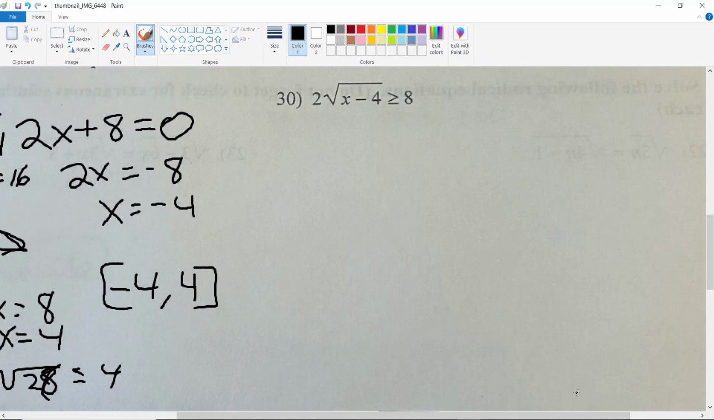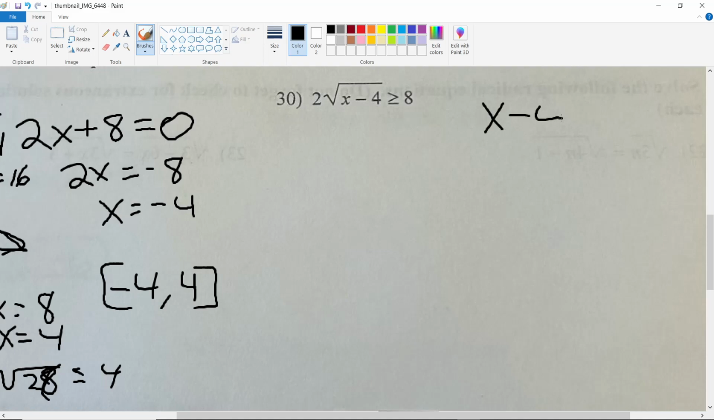If that number that made what's under the square root 0 is included, make sure you've got a closed circle on it. The number that you found as the solution of the equality, put a closed circle if it's greater than or equal to, less than or equal to. Put an open circle if it's greater than, less than. And then infinity always gets a curvy bracket. It's not included. You can't actually reach infinity. So I'll do this one.